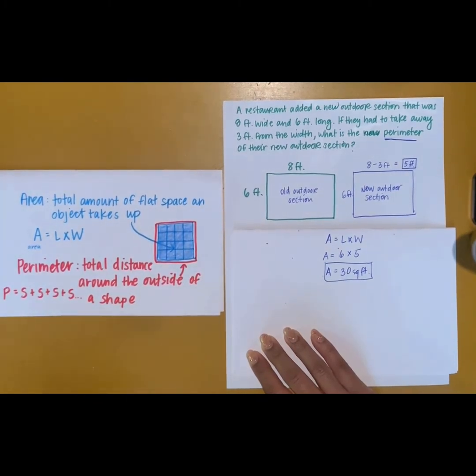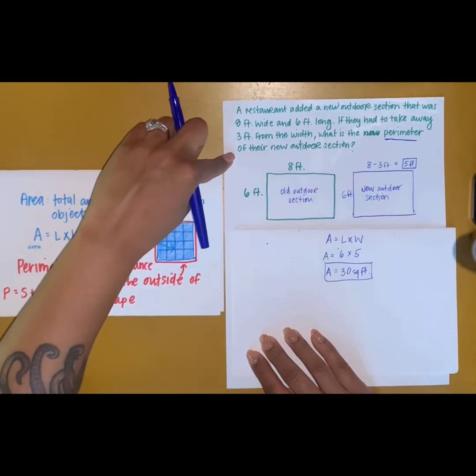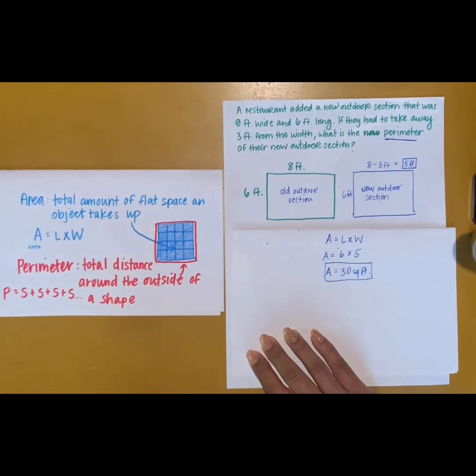Team, every time you're solving story problems about area and perimeter, it's so important to go back to the big question and think, is this problem asking me to find the area, or is this asking me to find the perimeter? Which equation do I need to use to help me solve?